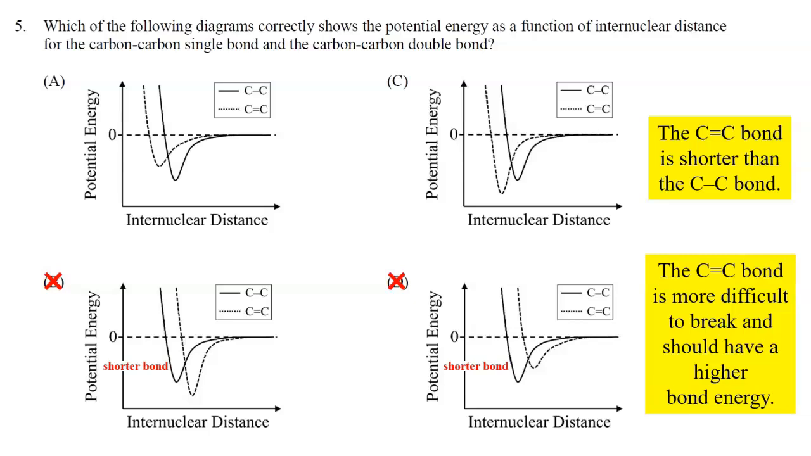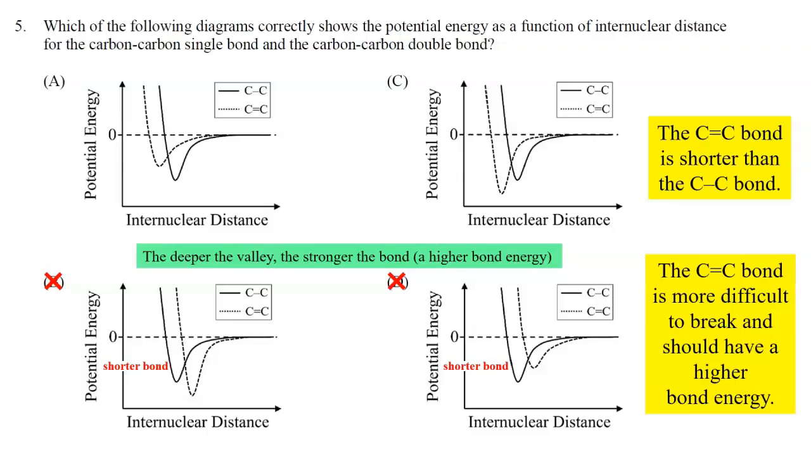And as I said earlier, when I was explaining the strategy for question 4, the deeper the valley is on these curves, the stronger the bond is and the higher the bond energy. So the diagram that we can eliminate right now would be choice A. Even though it does show that the carbon-carbon double bond is shorter because its minimum in potential energy is located further to the left on the x-axis, you'll notice that the valley for that curve does not go as deep as the other curve for the carbon-carbon single bond. So a lower bond energy is represented by the carbon-carbon double bond curve in choice A, so we can eliminate that.